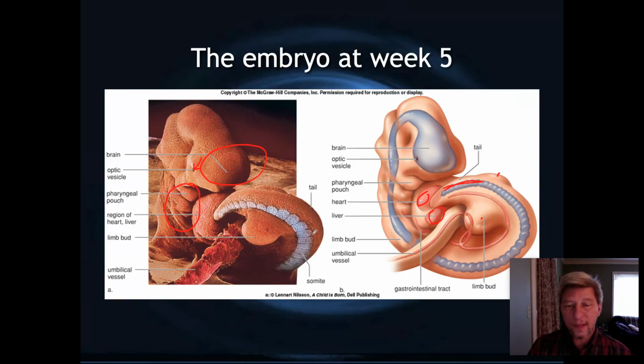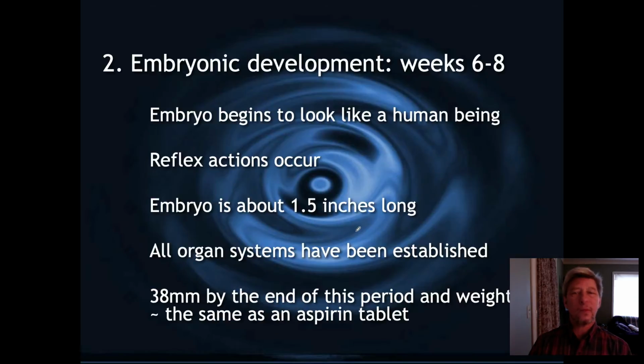These little white things are called somites. They will eventually develop into your vertebrae, all right, the bones of the vertebrae. And then, of course, last but not least, you've got the umbilical cord, which is connected to the placenta, which is attached to mom.